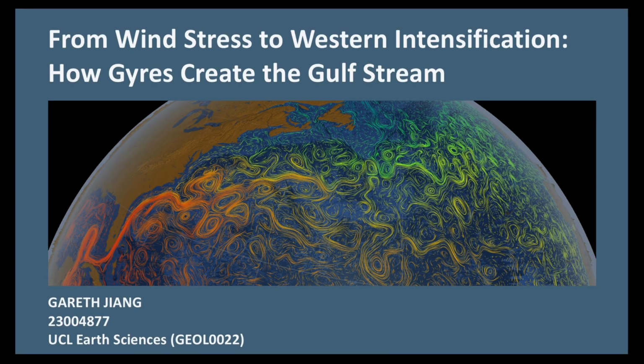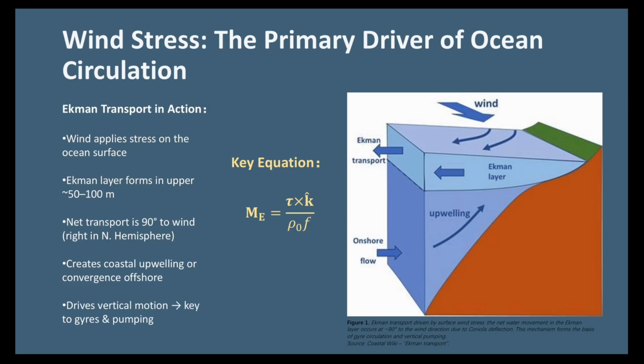Hello everyone, I'm Gareth. Today I will explain how wind stress creates large ocean gyres, and how these gyres lead to western intensification and finally the Gulf Stream. I will also explain all the important physical relationships in simple language, so they are easy to understand. First, I will start with wind stress.